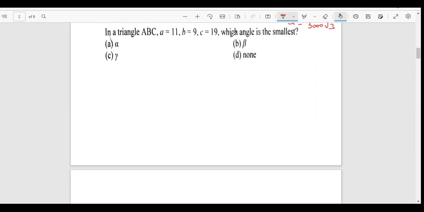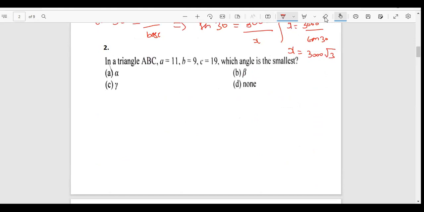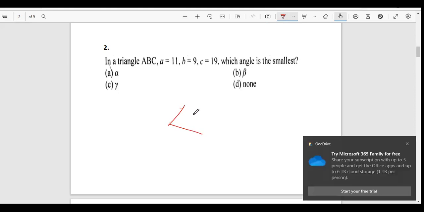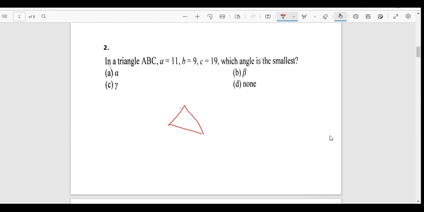Okay, then we have a simple question. It's easy. ये हमने कल भी ऐसी कोई बात की थी. It says, in a triangle ABC, the side A is 11, side B is 9, and side C is 19. Which angle is the smallest? Now you would be having a triangle ABC. Let's say I'll make a triangle. For example, this. Okay. This is a triangle.